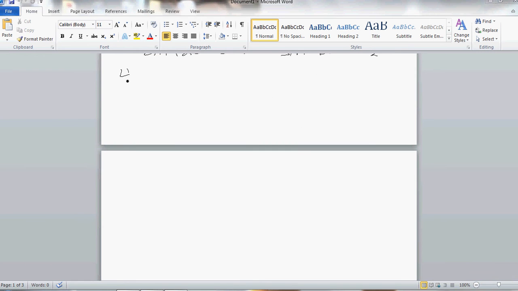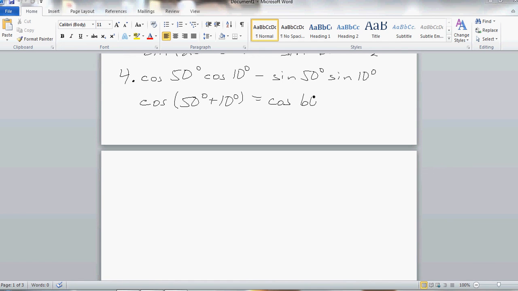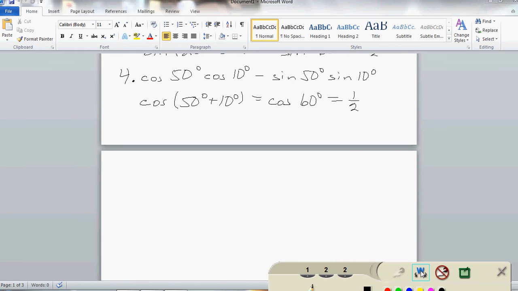Example 4 is very similar. Cosine of 50 degrees, cosine of 10 degrees, minus the sine of 50 degrees, sine of 10 degrees. Well, I look at this, and this is certainly a cosine, and it happens to be the cosine of the sum identity. In other words, we're adding, so it's 50 plus 10 degrees, or we're going to find the cosine of 60 degrees, which is equal to 1/2.